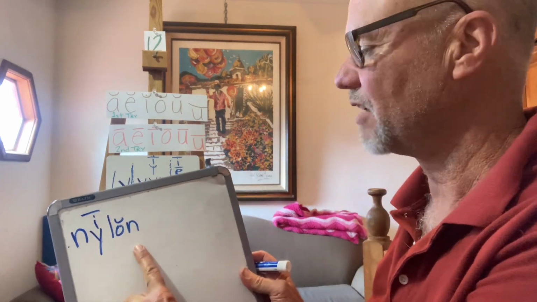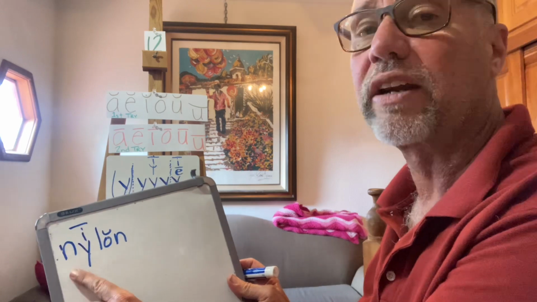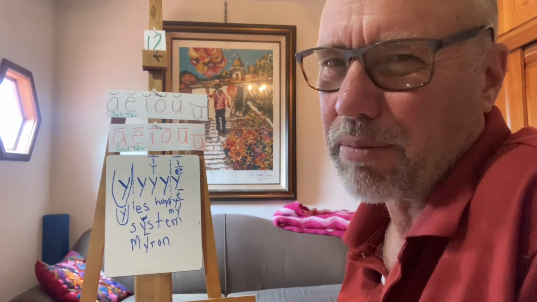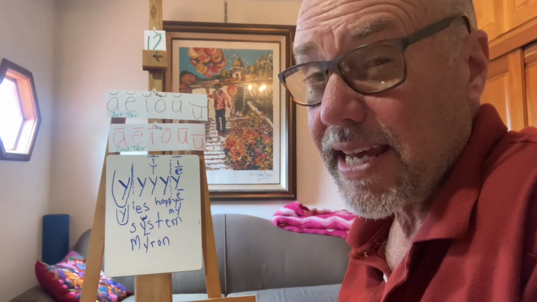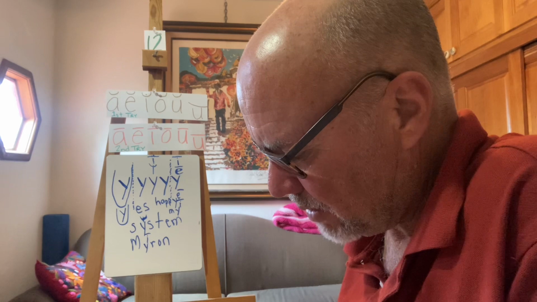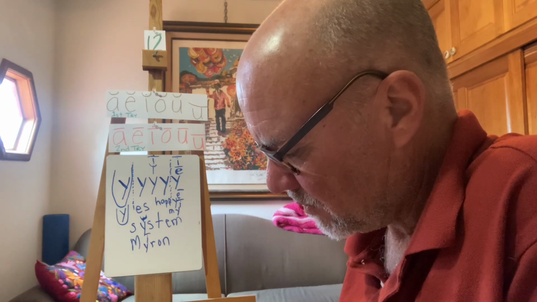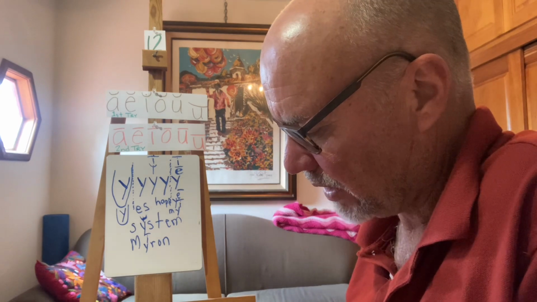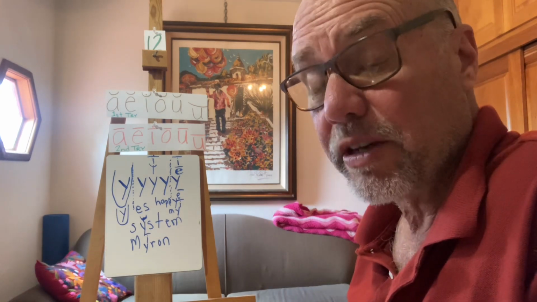Nylon. How'd you do? Mark it I. Those markings help you remember. Okay. Next word is going to be what you put on your pancakes maybe. Syrup. Okay. Syrup. Mark it. It's going to be your Y.